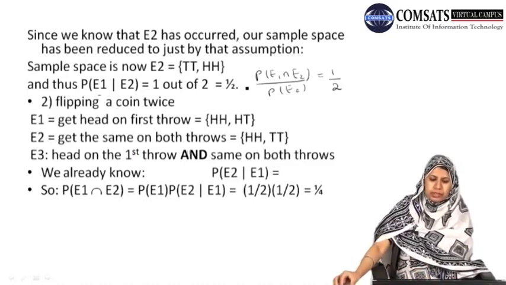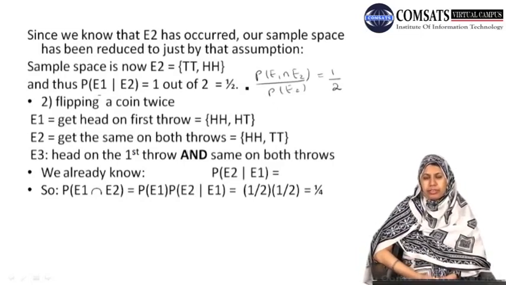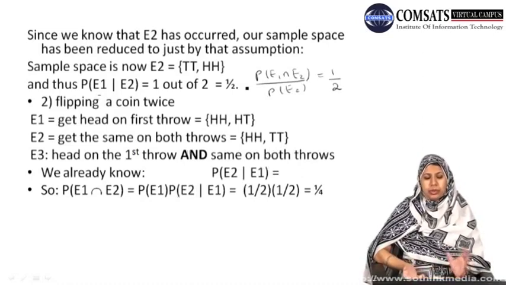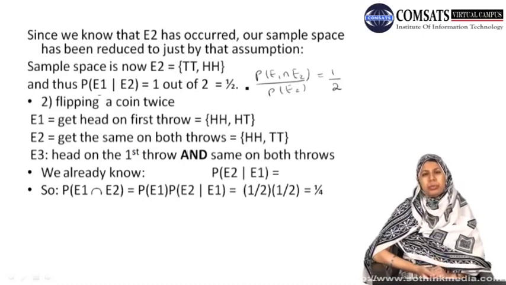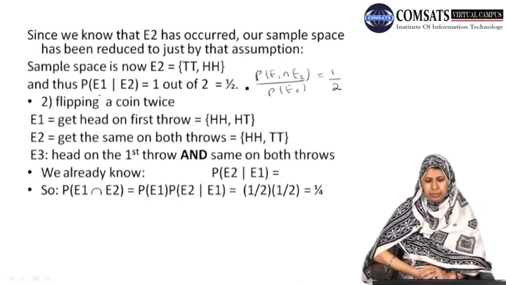But just by reducing our given sample space to the event E2. We consider one more example of flipping a coin twice, now with different events. We know our given sample space S contains 4 sample points. We consider our event E1 as getting head on the first throw. So we have 2 possible outcomes, head-head and head-tail. Event E2 is getting the same on both throws. So the possible outcomes in this event are head-head and tail-tail.